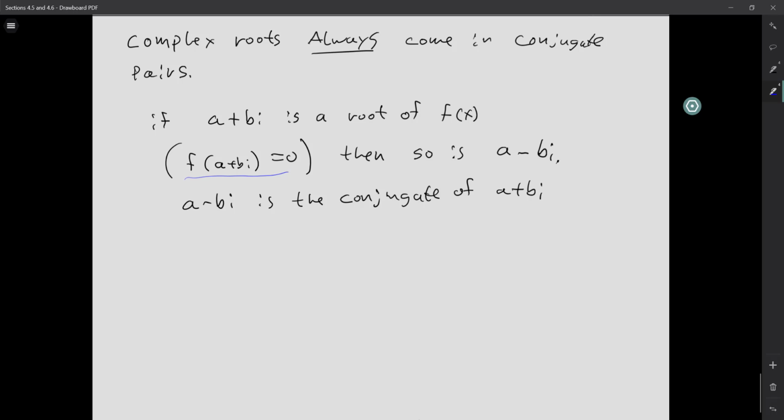At any rate, this is the last bit of information we need for this chapter, and therefore it's the last bit of information we need before our next test. So you guys have that to look forward to next week.